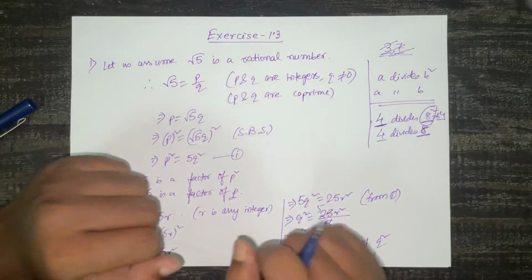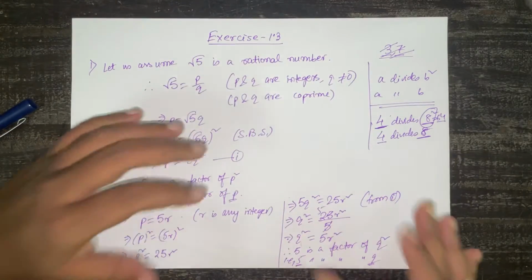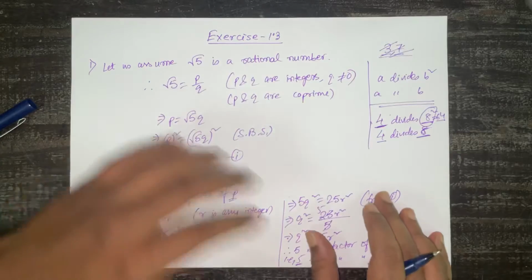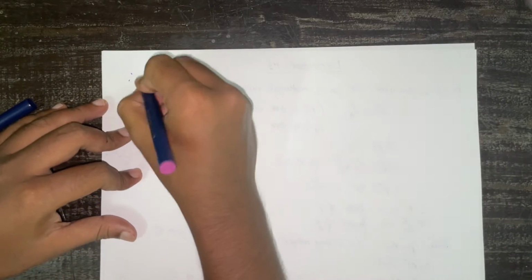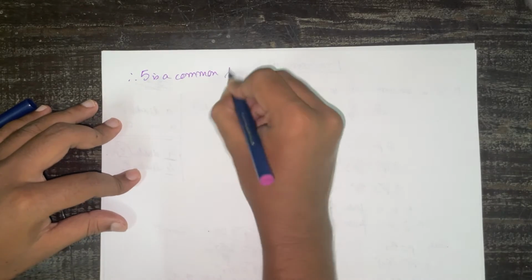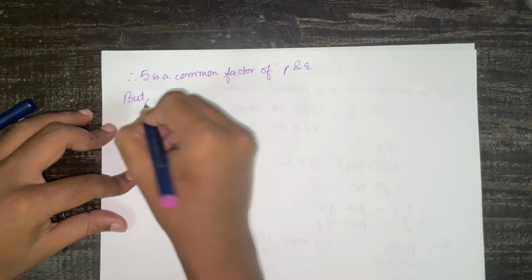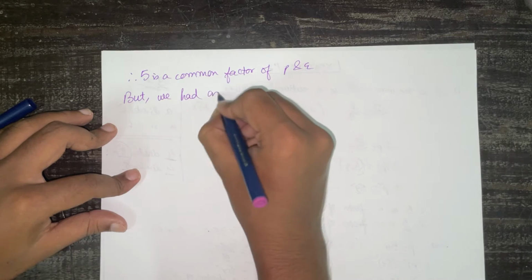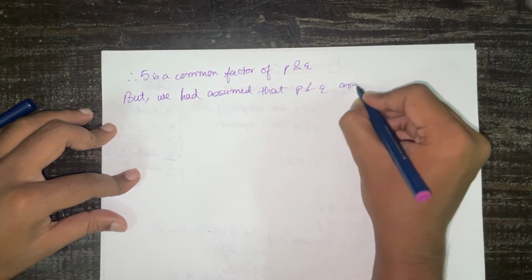And that's how you prove that root 5 is an irrational number, by taking a reverse method. You go in a different direction, the opposite direction. So how should we write this part? Let's see. Therefore 5 is a common factor of p and q, but we had assumed that p and q are co-prime.